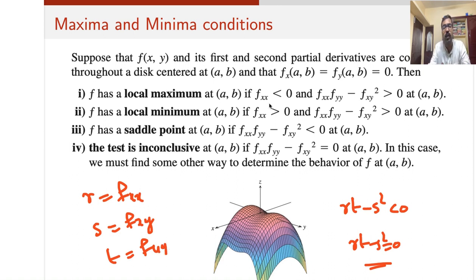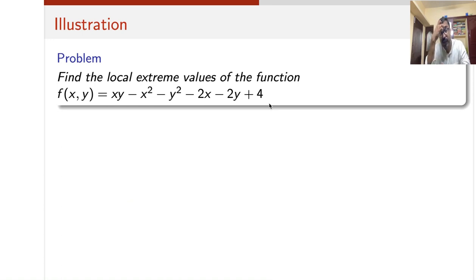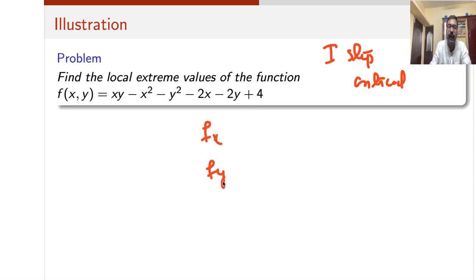Let's do one problem here. Let us find the local extreme values of the function xy minus x square minus y square minus 2x minus 2y plus 4. What is your first step? Our first step is to find the critical points. For critical points, you should find fx and fy, and then equate them to 0.